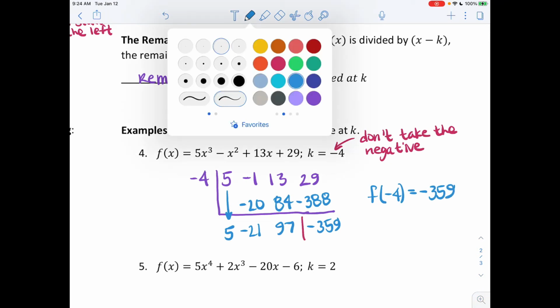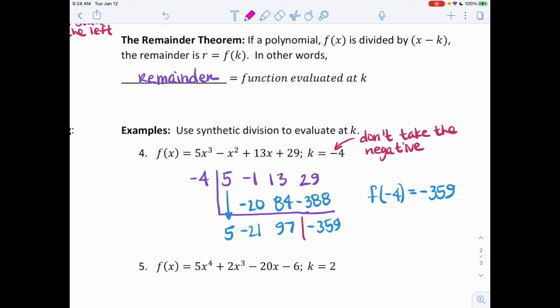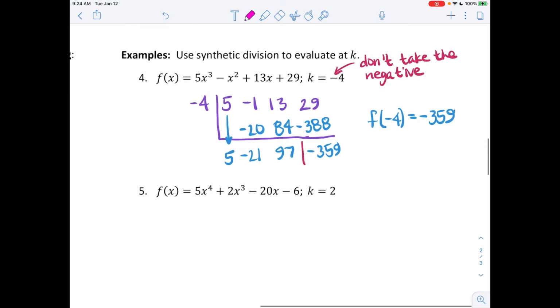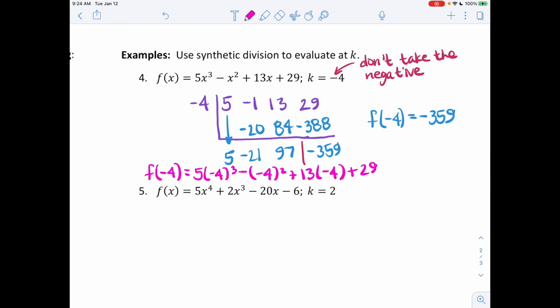Let's prove this to ourselves. Let's do it the way that we have learned up to this point. In order to evaluate a function at -4, we would write our function, but everywhere that we saw x, we would plug in -4. So we'd say 5 times -4 to the third minus -4 squared plus 13 times -4 and then plus 29. Now, if you put all of that in your calculator, being super careful to get the negatives and all the parentheses in the right place, you should get -359, just like we did up above.